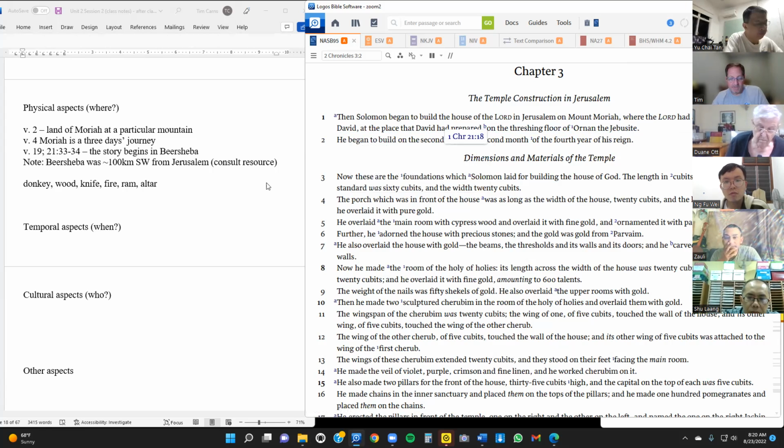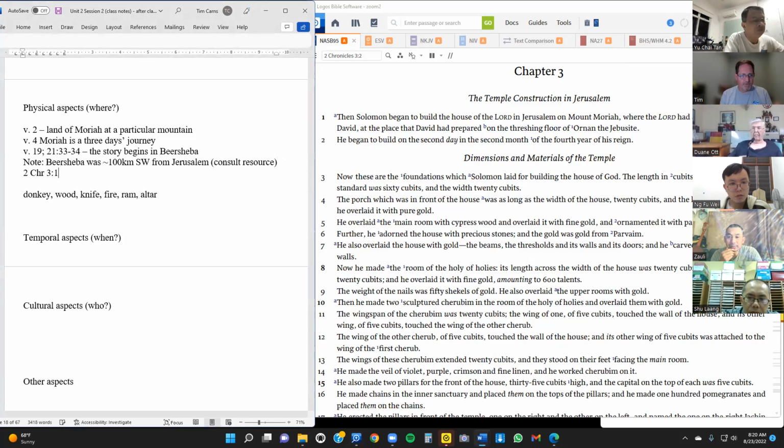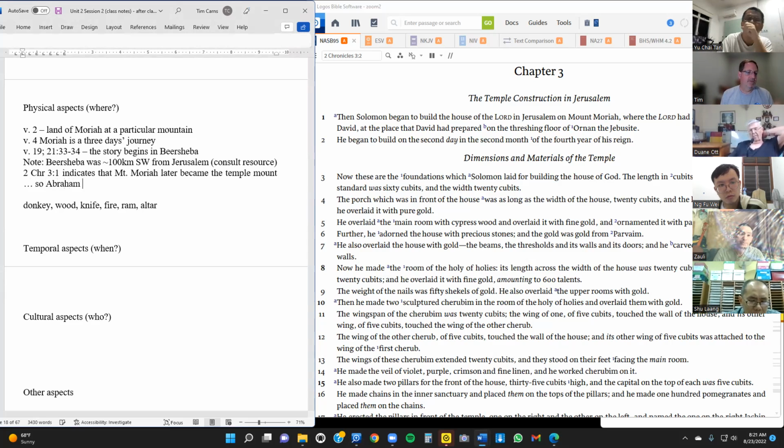So anyway, that's an interesting point of connection. 2 Chronicles 3:1 indicates that Mount Moriah later became Temple Mount. So guess where Abraham journeyed to? Jerusalem. Yeah. So Abraham journeyed to what would later be Jerusalem. Isn't that interesting? So something to keep in mind in the broader story of Scripture.